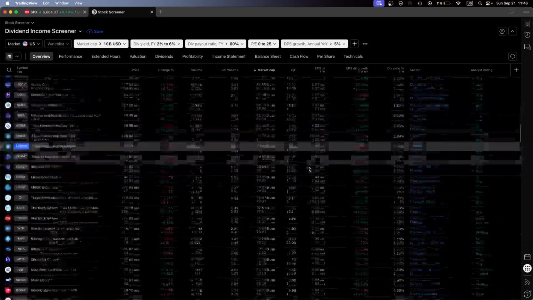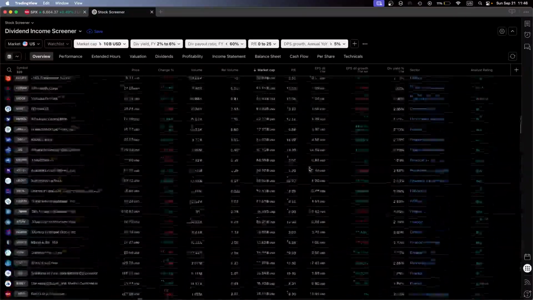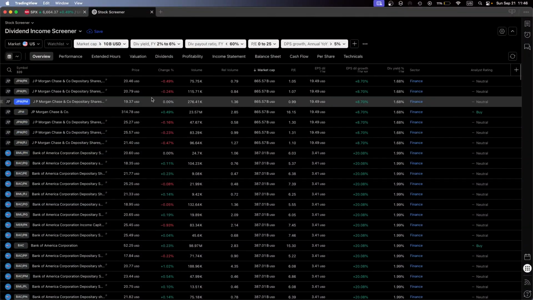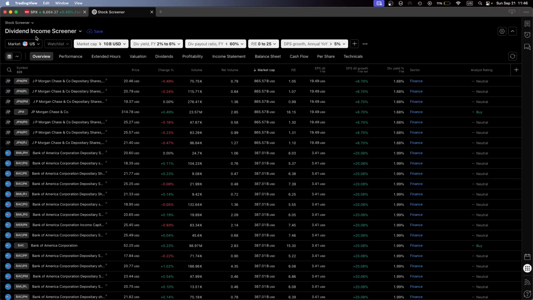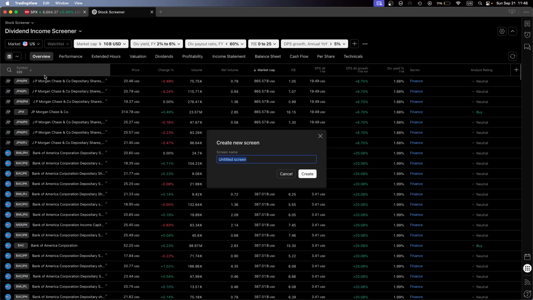So now we have so many stocks that we can choose and try to invest in. Okay, so now we can click on save, and then we can go on to the next one, which is looking for bargain. That means we are looking for value, the best value.